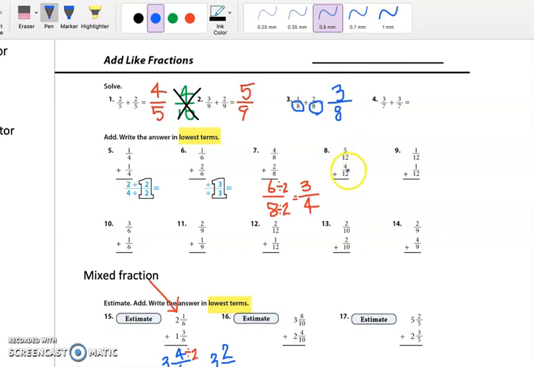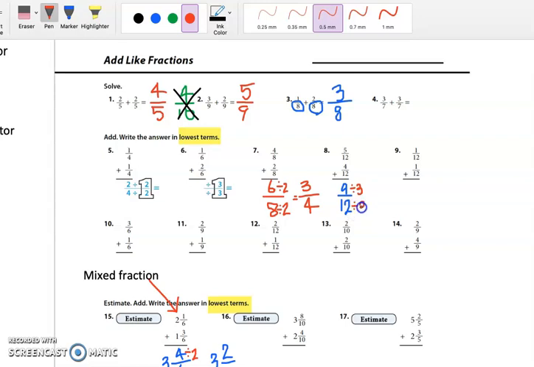And same for number 8. We know that they have the same denominator of 12, so I'm going to write down 12 here, and we're going to add the two top numbers, which is 9. However, this addition is a little different because we need to keep it in the lowest term. So I'm going to divide with the greatest multiple or factor. So I'm going to divide 9 by 3 and 12 by 3 too.